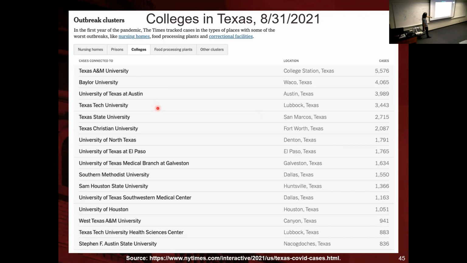And if you go to this website, you can click on colleges here to see cases. Of course, the information is limited when you break it down so much, but there is information about other places that are clusters of the outbreak: nursing homes, prisons, food processing plants, and so on. And here I selected only the colleges in Texas with the highest number of cases. And so that's sorted there by the number of cases. Cool.